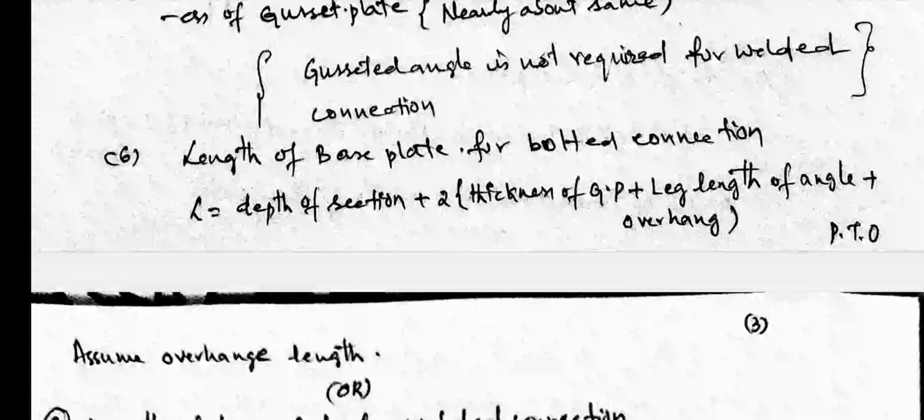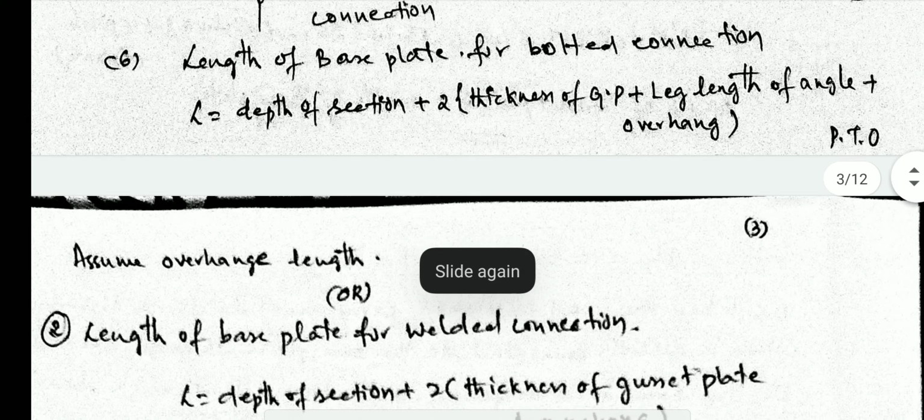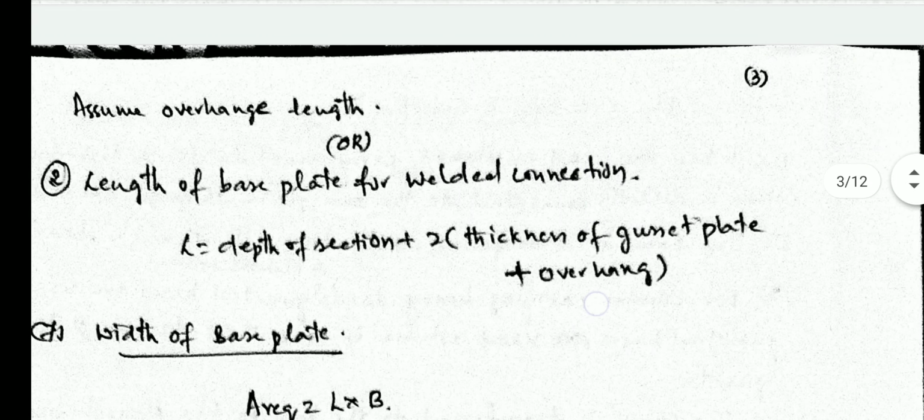If you take 5 mm also, it is okay, quite okay, but not exactly okay. You can take more than the length of the overhang. Okay, so after this we can go for assuming the overhang length, and we will get the length of the gusseted plate. Once you get the length of the gusseted plate, okay, now in this case we have 2 cases, connection with bolted or connection with welded.